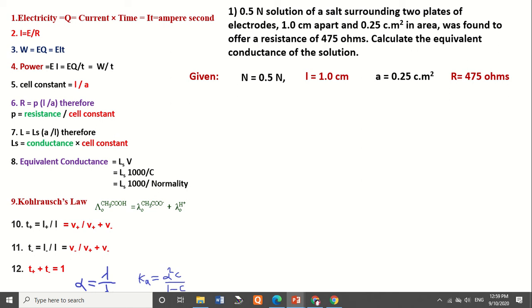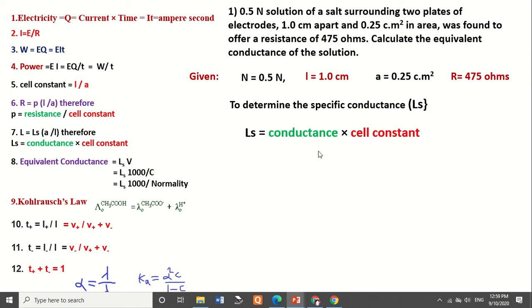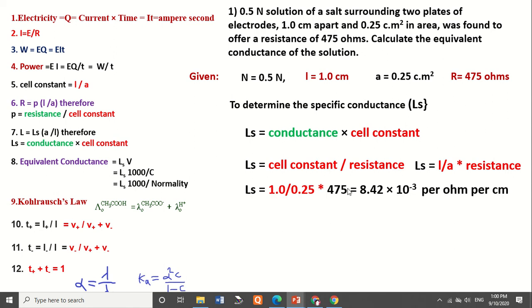So friends, we know that first we determine the specific conductance. Therefore, specific conductance equals conductance into cell constant, by using equation number 7. But we know that conductance is inversely proportional to the resistance. Hence, cell constant upon resistance equals specific conductance. Resistance is given, that is 475. Therefore, this equation is converted into resistance form, and cell constant is nothing but L upon A into resistance. Putting the values of L, A and resistance, it becomes 1.0 upon 0.25 into 475, giving 8.42 into 10 to the minus 3 per ohm per centimeter, which is the unit of the specific conductance.